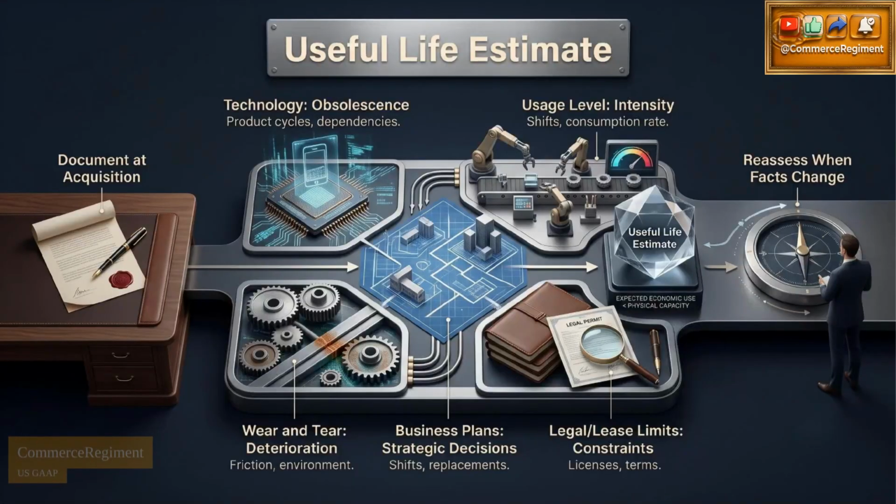Useful life is not simply how long an asset can physically survive. The accounting estimate reflects expected economic use to the entity. Technology may make equipment obsolete before it breaks. Wear and tear depends on maintenance and operating conditions. Usage level matters when production is heavy. Legal or lease limits may cap the period of use. Business plans, such as a facility closure or replacement cycle, may shorten the expected life. So, useful life is an accounting estimate, but it should never be an accounting guess.